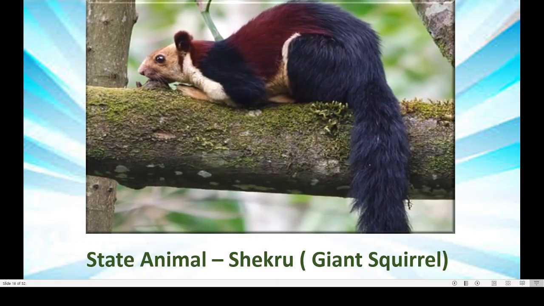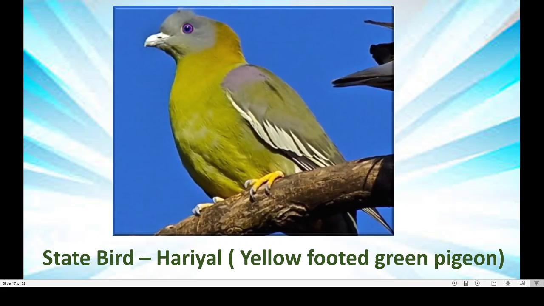And our state animal is shekru. That is giant squirrel. You know the nation's animal. Correct? Tiger. Like that our state animal is shekru. See the picture? That is a giant squirrel. And state bird is nothing but haryal. Yellow-footed green pigeon. This is our state bird. And you know, our nation bird is peacock, isn't it? Correct? Like that our state bird is haryal. Okay?